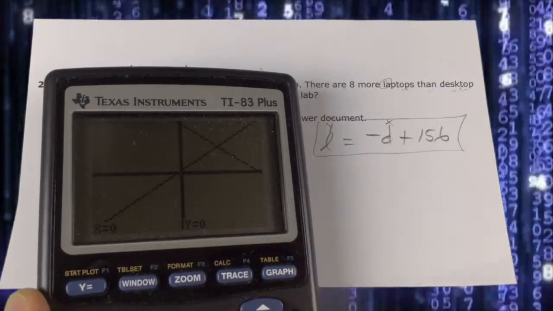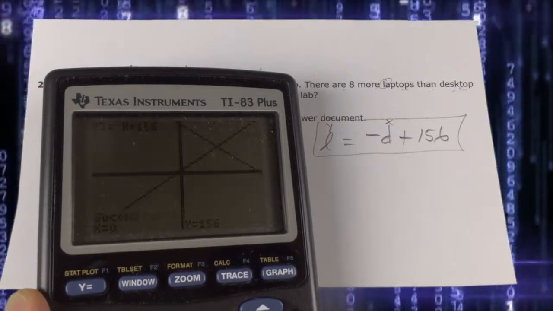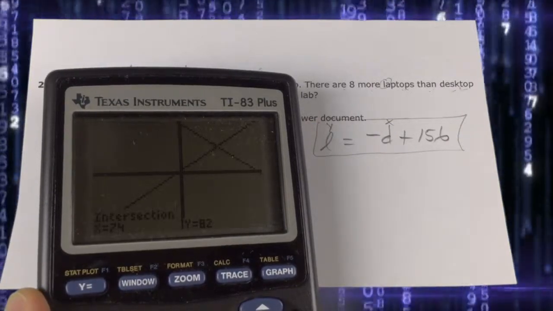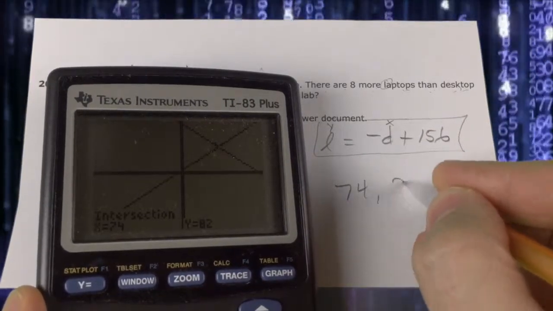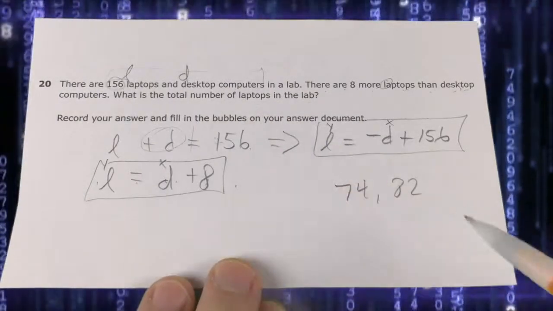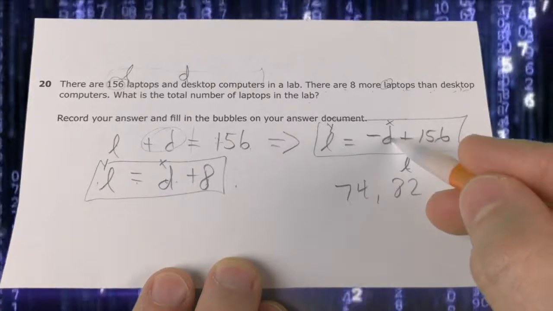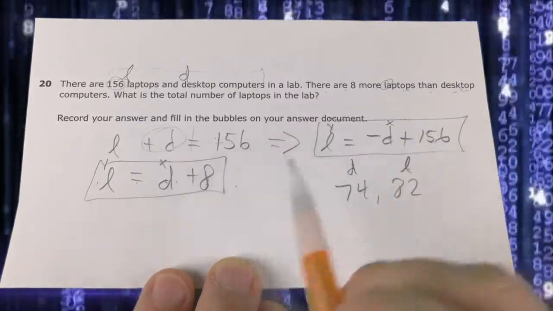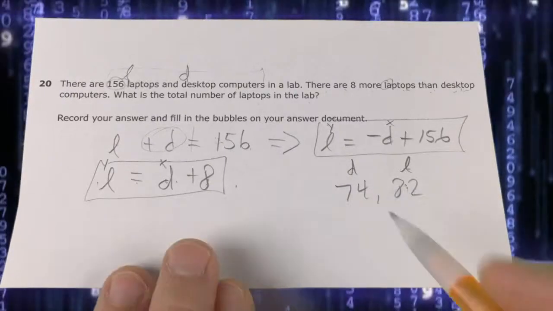Now we can use second trace 5 to find the intersection. Enter 3 times. We get 74, 82. But we have to pick which one of those is the right answer. We said that L is Y. This is my L. And D is X. So this is my D. And we want laptops. So 82 is the answer for the number of laptops.